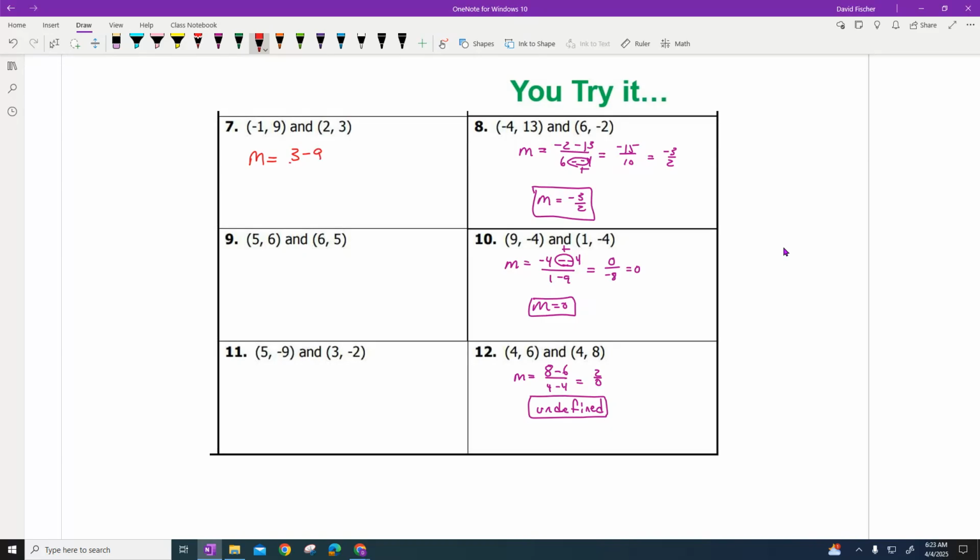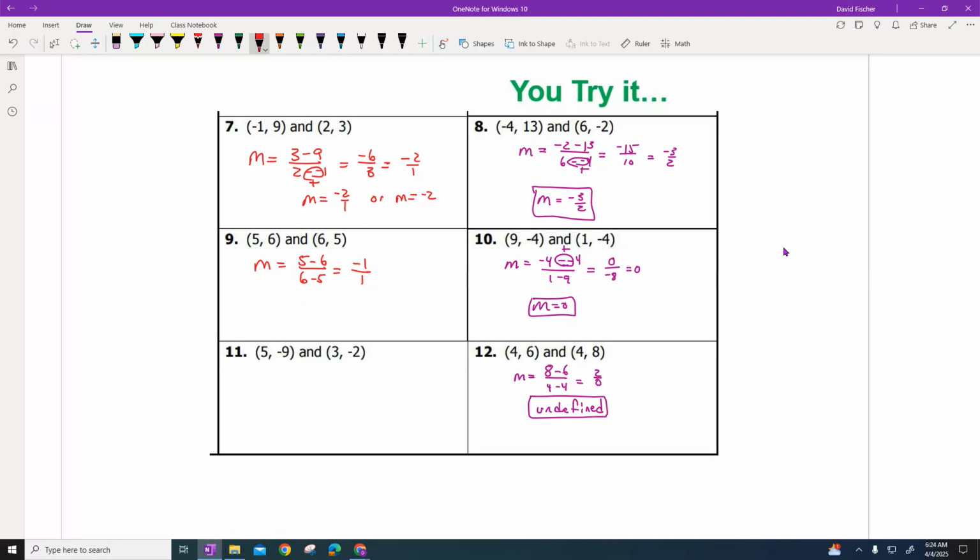3 minus 9 over 2 minus 1. Can reduce that. 3 goes into both of them. Now I can write this answer as m equals negative 2 over 1, or I can say m equals negative 2. Either one of those answers is fine. And this is how fast I hope you can do slope, because this should be something that we have done in the past and we're just honing in and refreshing our memory on. I got negative 1 over 1.